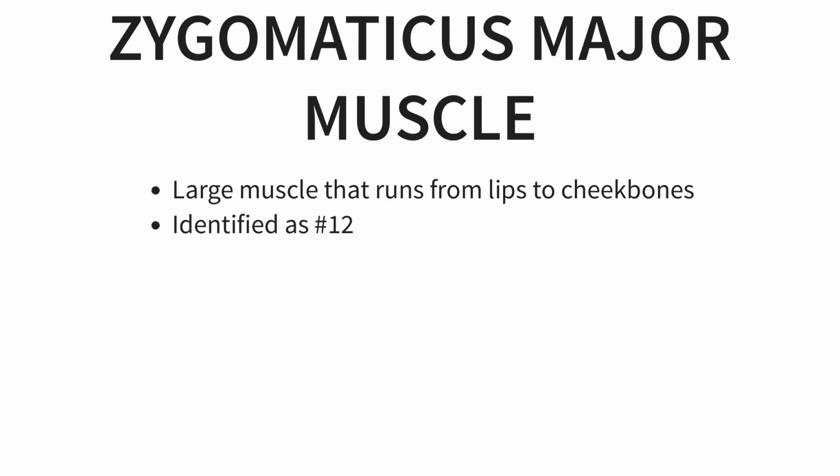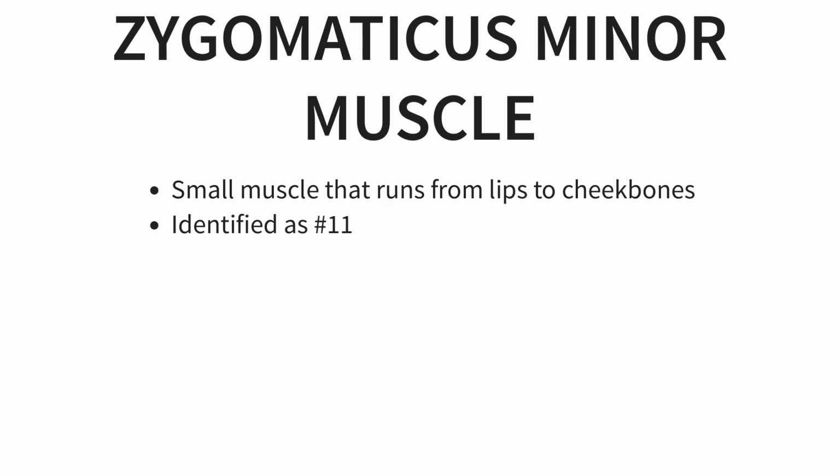The zygomaticus major muscle is a major muscle of facial expression. It extends from the zygomatic bone to the angle of the mouth. When it contracts, it elevates the upper lips, enabling a smile. The zygomaticus minor muscle is a thin muscle that also aids in facial expression. It assists the zygomaticus major in elevating the upper lip to produce a smile.